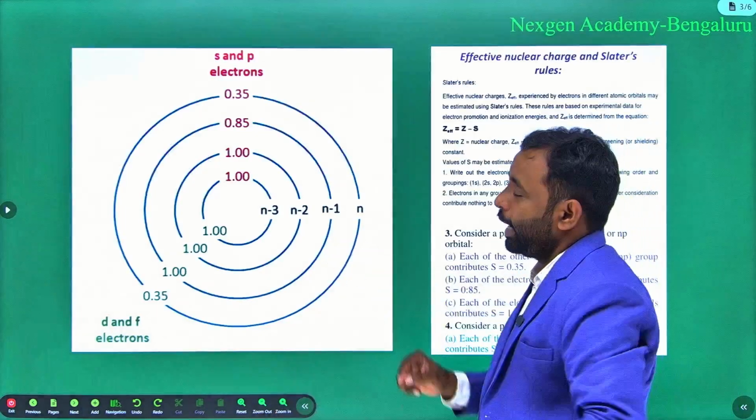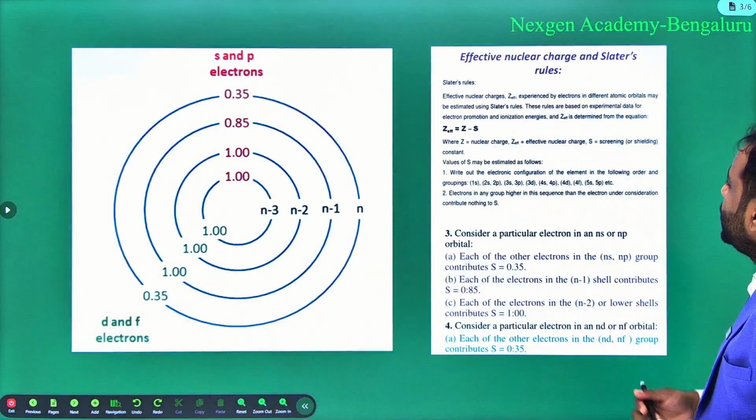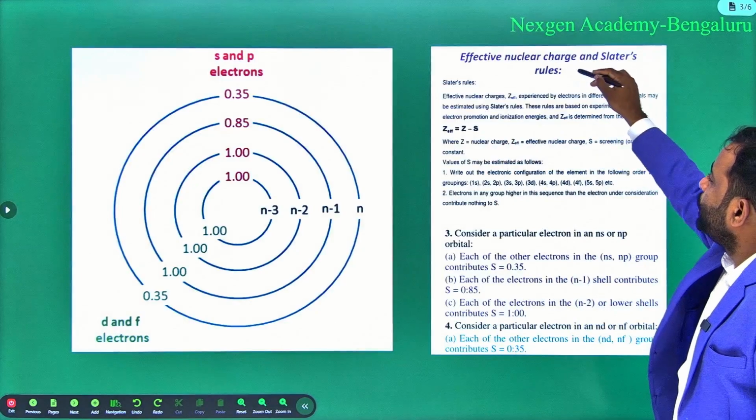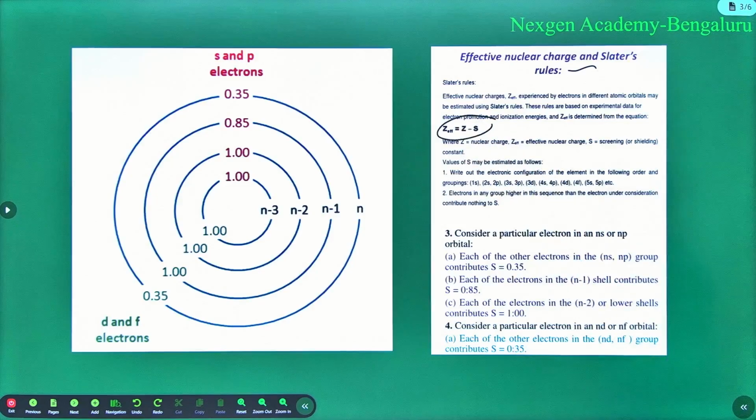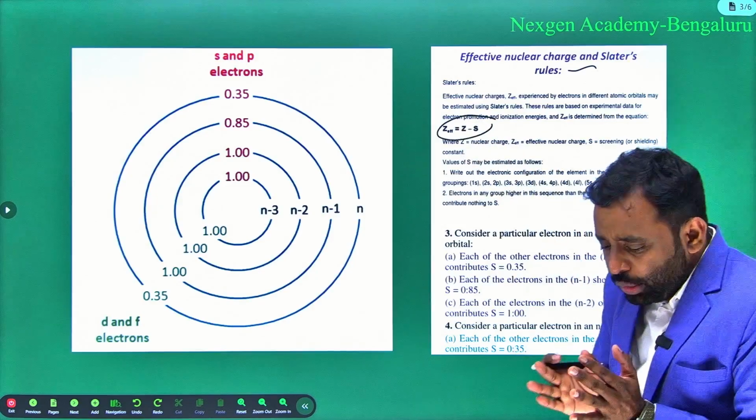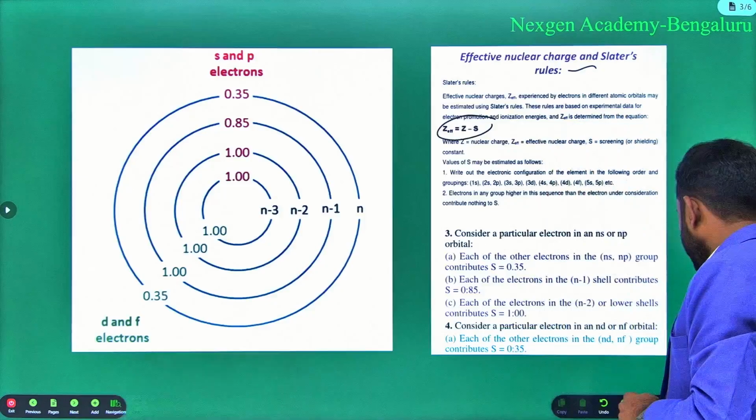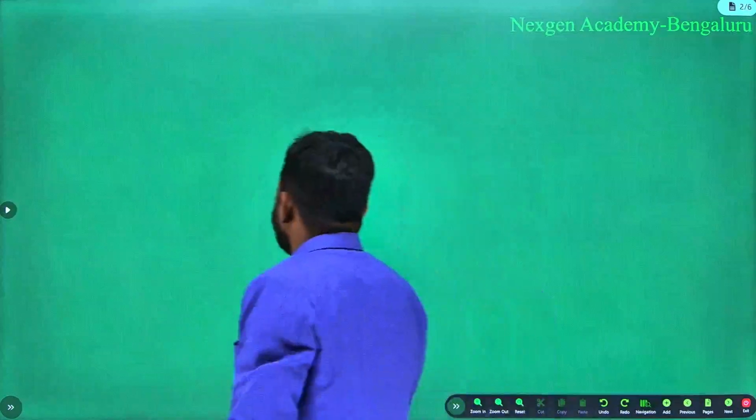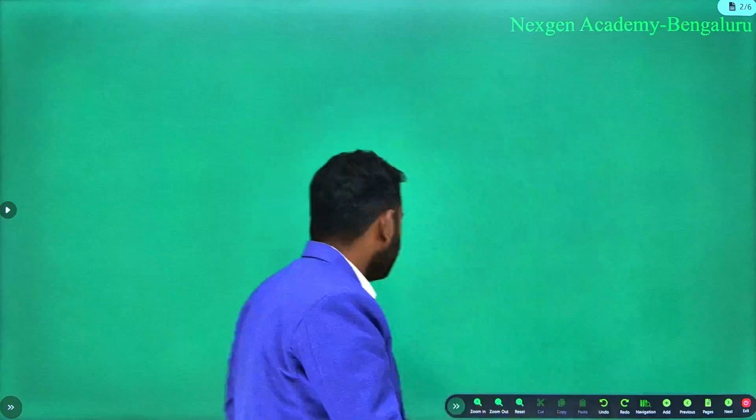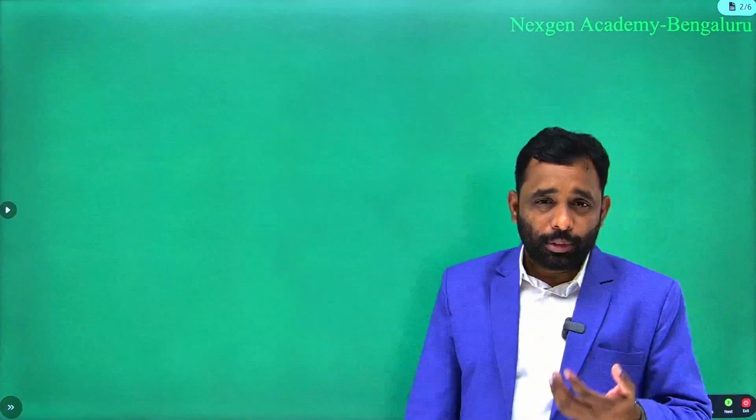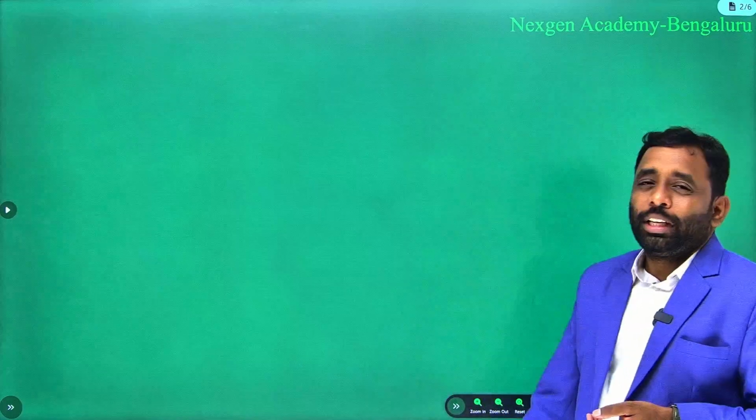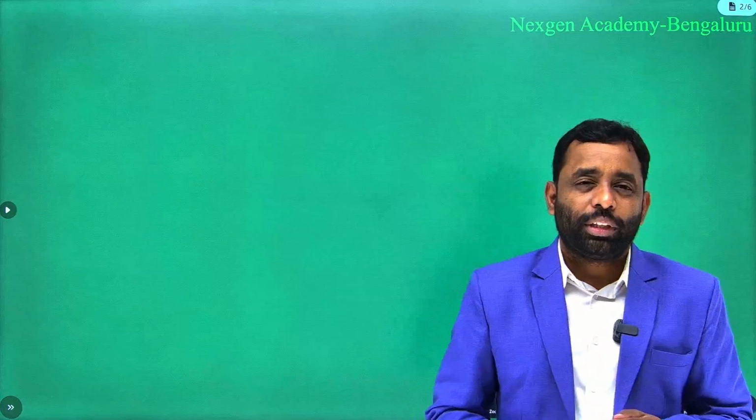Look at this slide. Here, Slater's rule: the effective nuclear charge we can calculate by using Slater's rule. So, what is Slater's rule? What we need to do is group the electrons. So, what is meant by grouping? Let us see. Normally, what is our rule? 1s2, 2s2, 2p6, 3s2, 3p6, 4s2, 3d10. Like that, we write in increasing order of energy, right? That is our rule.